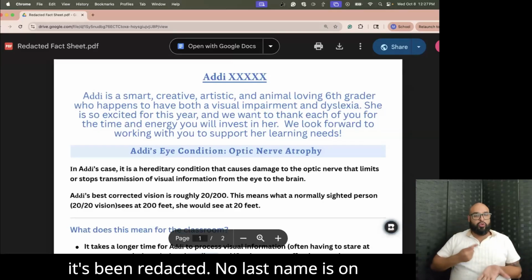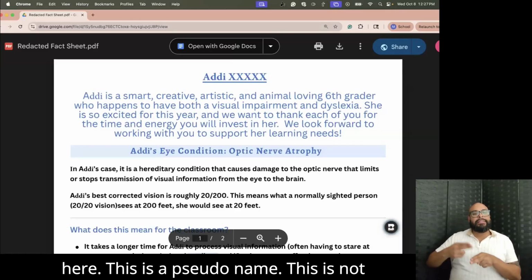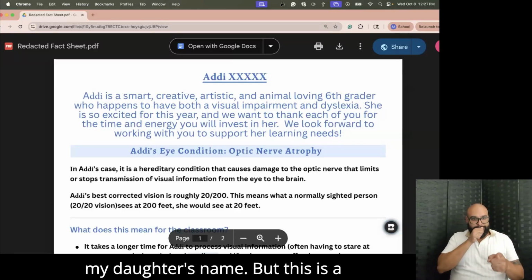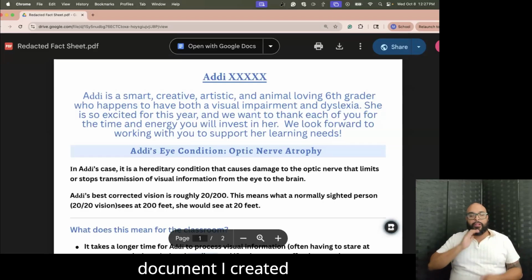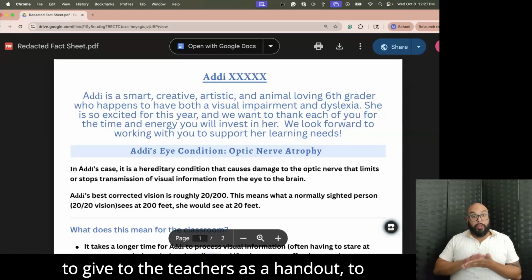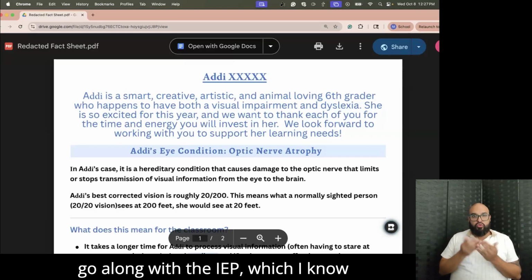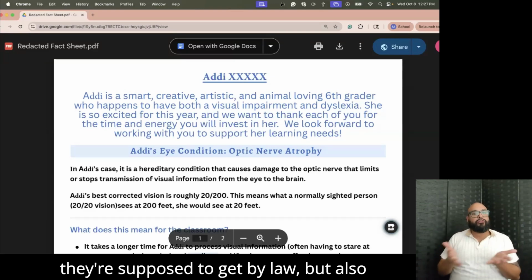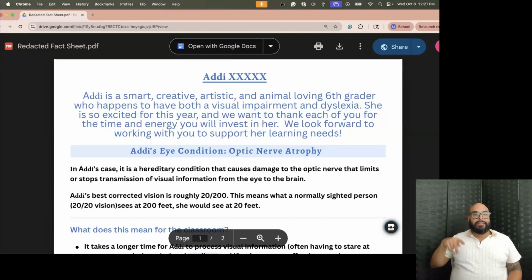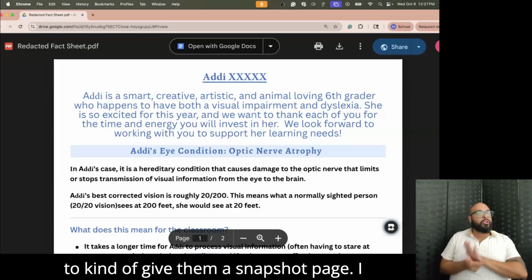It's been redacted. No last name is on here. This is a pseudonym. This is not my daughter's name. But this is a document I created to give to the teachers as a handout to go along with the IEP, which I know they're supposed to get by law, but also to kind of give them a snapshot page.